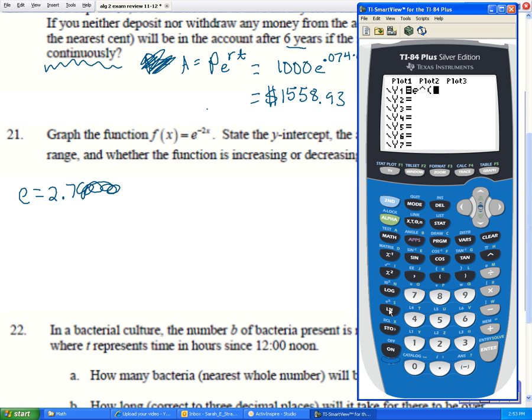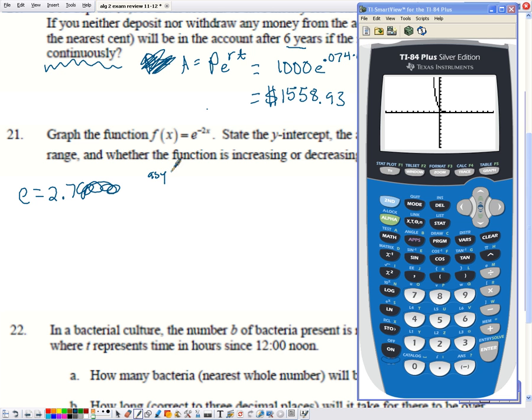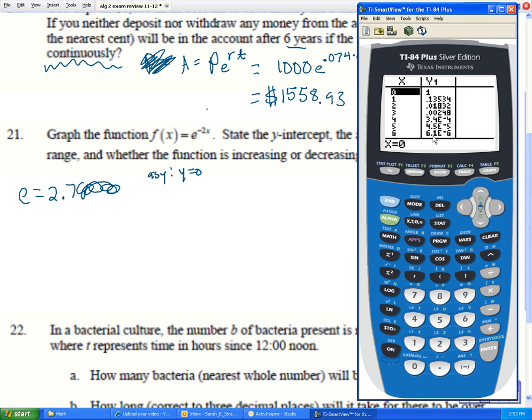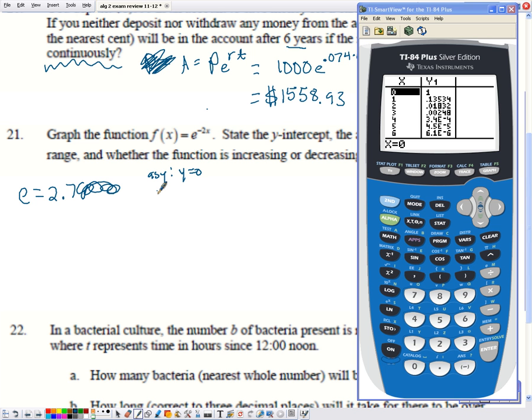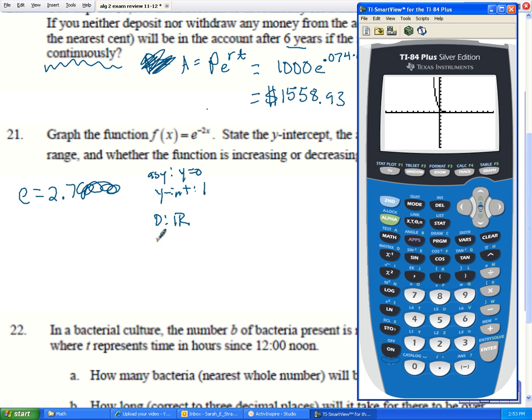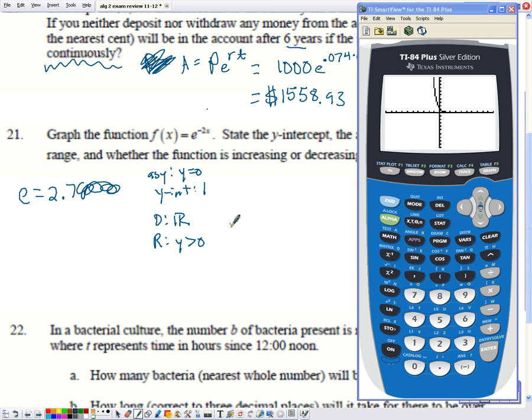So in y equals, I'm going to do e to the negative 2x. And there's my decay function. I can see that I have an asymptote. I'm going to write that down right now. y equals 0. To find my y-intercept, I could put 0 in for x. That would give me 1. Or I could just look at my table and sure enough, (0, 1). So the y-intercept is 1. The domain is going to be all real numbers because this graph went from left to right. The range is going to be y is greater than 0 because it's everything above the asymptote.